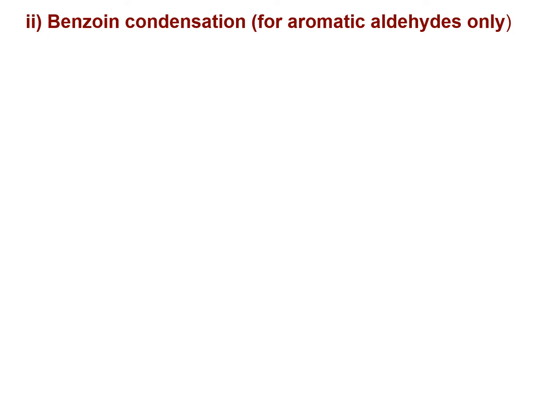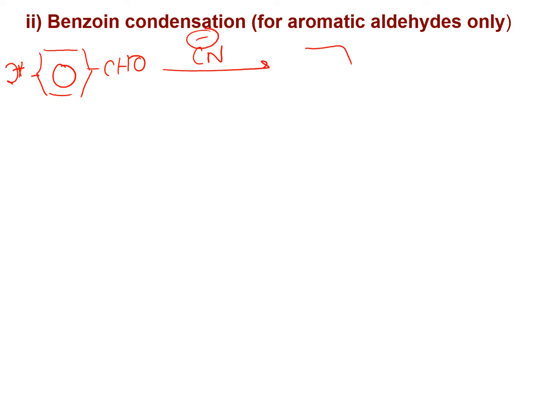The second type is reactions that do not involve the presence of an alpha acidic hydrogen. The first type was the Cannizzaro. The second type is the benzoin condensation. What is the benzoin condensation? You use two molecules of a benzaldehyde. You add a cyanide group to this compound, and you end up with the benzoin product.